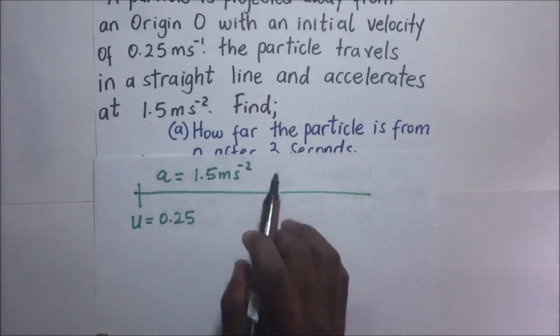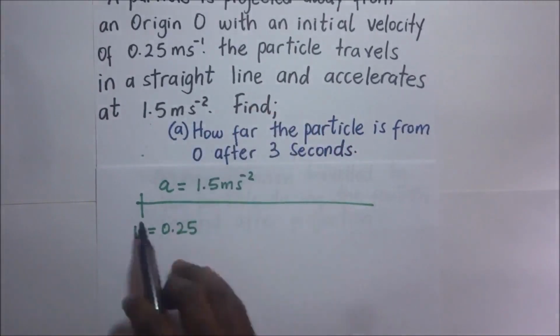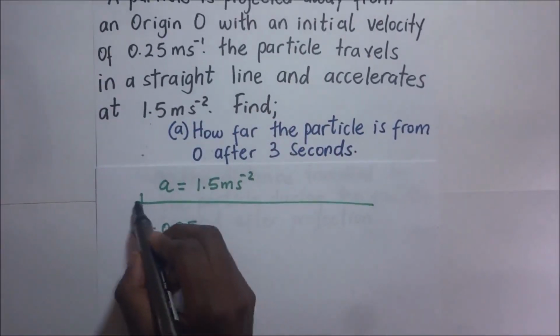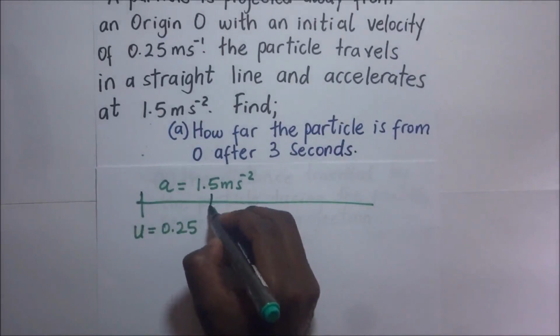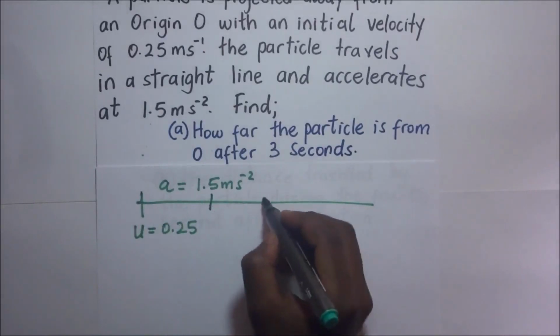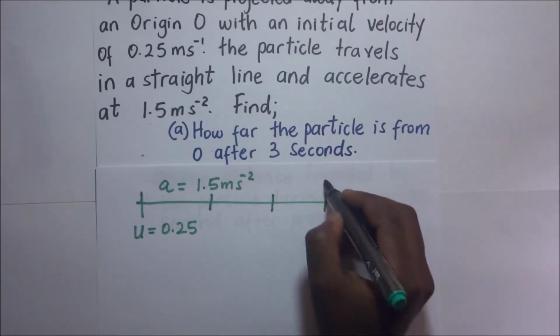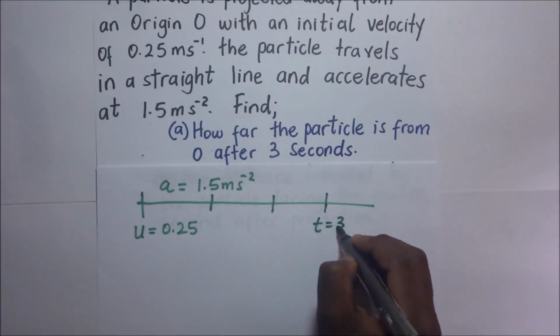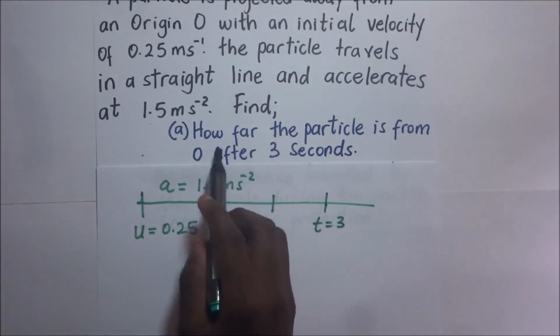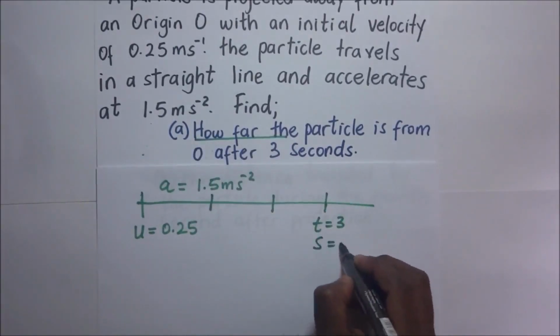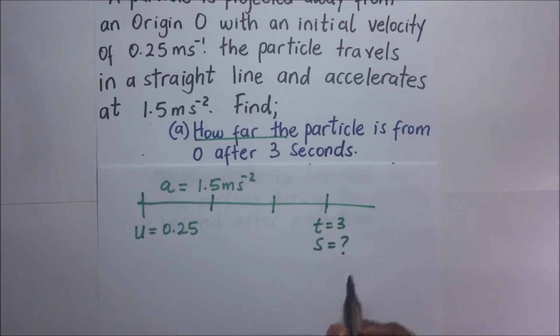Find, part A, how far the particle is from O after 3 seconds. So we are required to find, let's say it has been moving from here, after here it moved for the first second, second, then the third second. So when the time is 3, what is the distance? They are asking how far is the particle. So what is the distance when the particle is 3 seconds away?